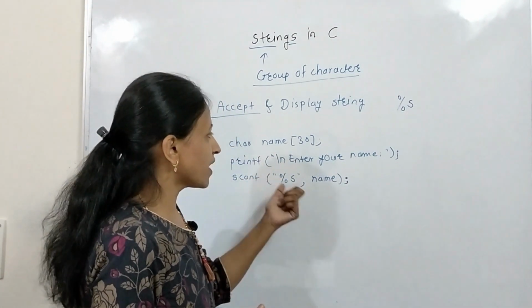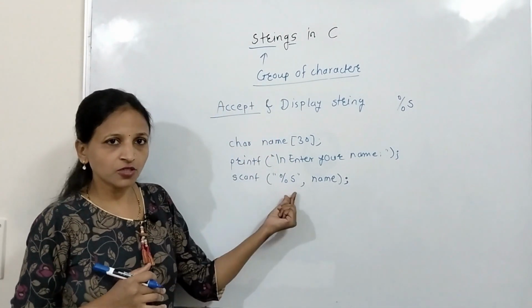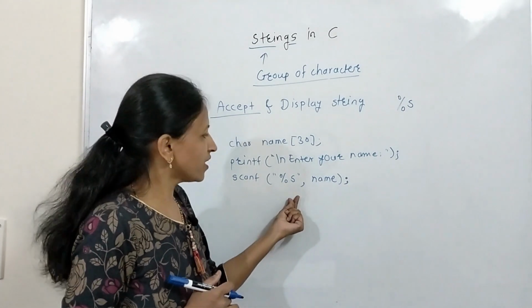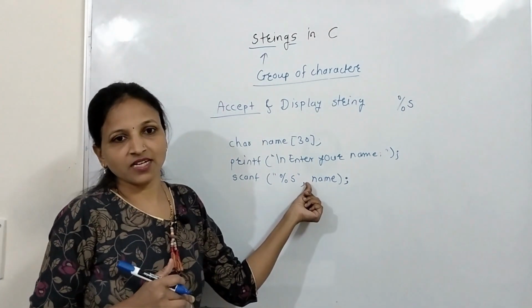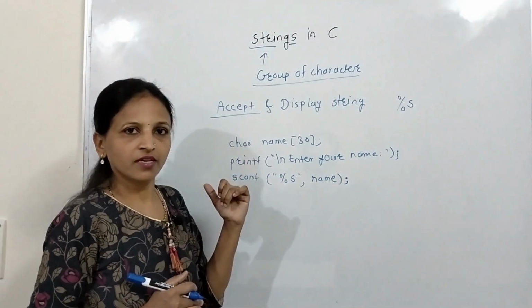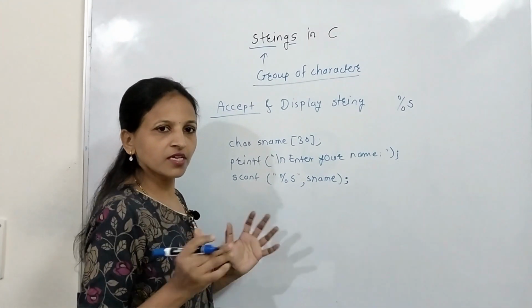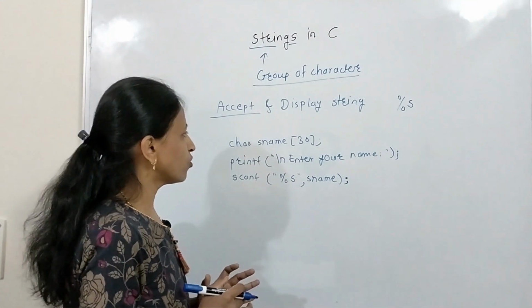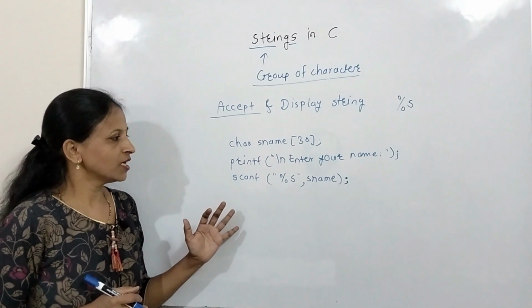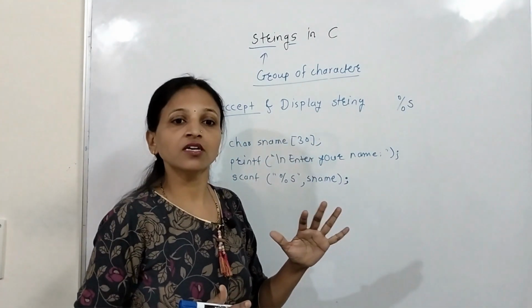Means just keep in mind, whenever you are accepting any string with the help of scanf, then use %s format specifier and don't use ampersand. Just write here whatever name of that variable, that is here name. Getting? Here you can write also, say, name for student name. Any variable name you can use by following identifier rules. Now see, this is the first way by which you can accept a string.